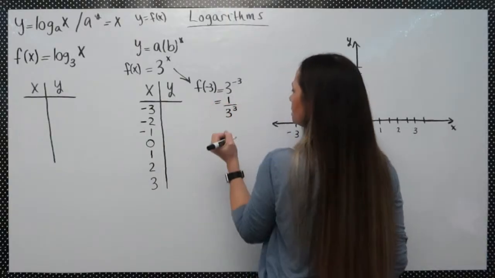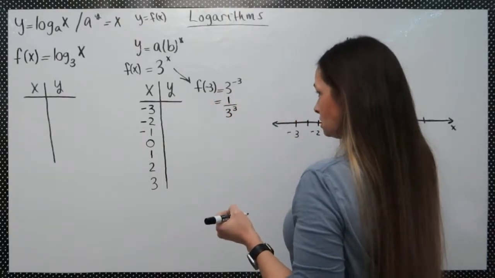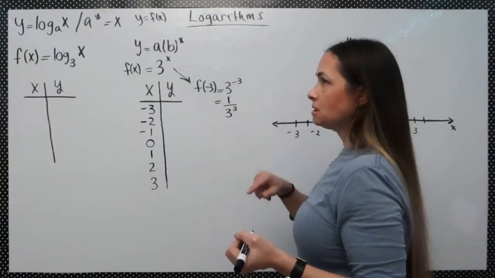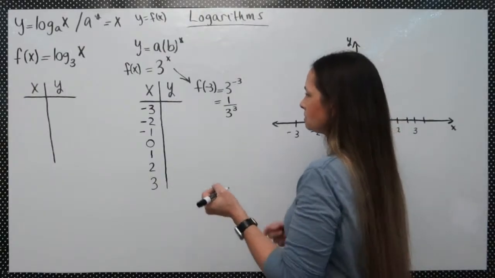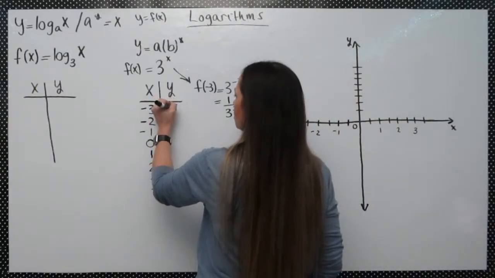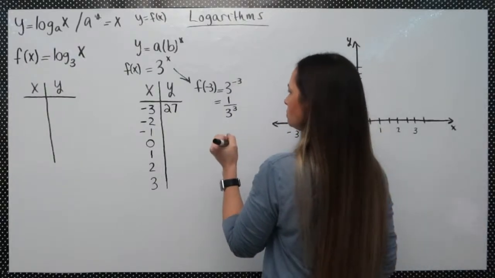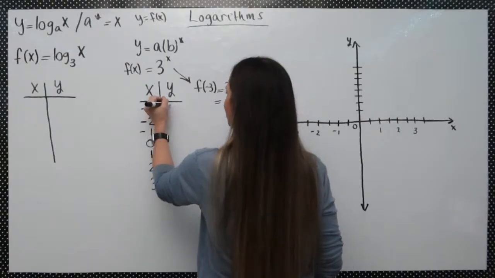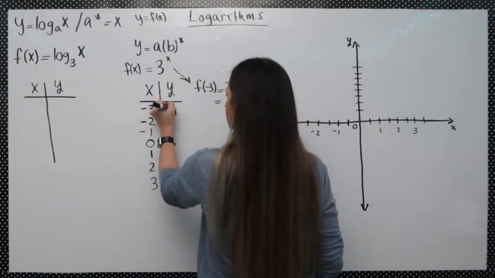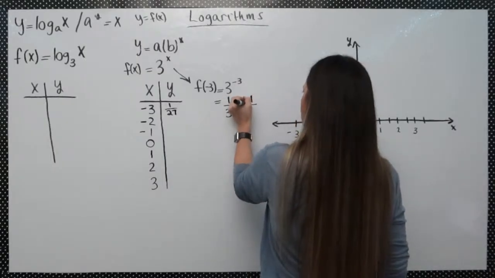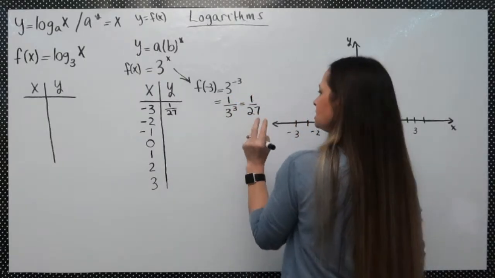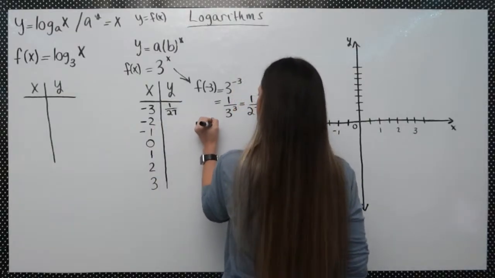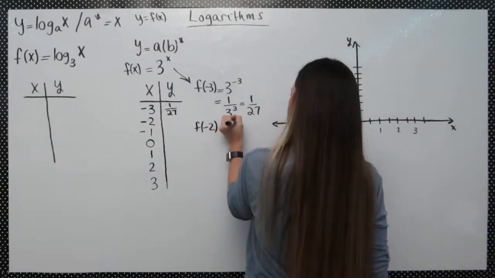1 over 3 cubed. So we do not want to go out to 3 because that's a big number. 3 times 3 is 9, times 3 is 27. So it's 1/27. Okay, I'm good. That's a really small number. 1/27, 1 over 3 cubed, which is 27. That's not a big deal. So we'll keep it. -2. f of -2 is 3 to the -2.